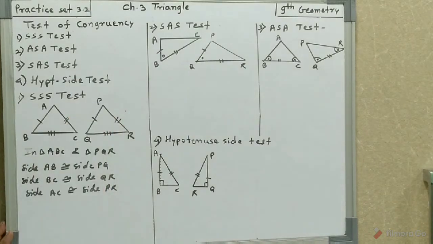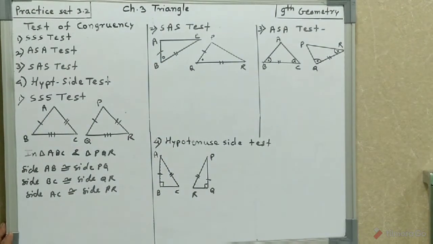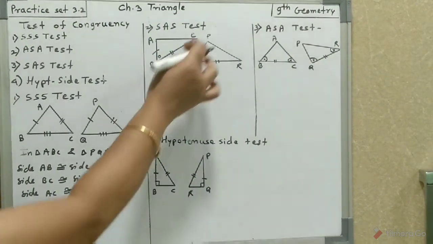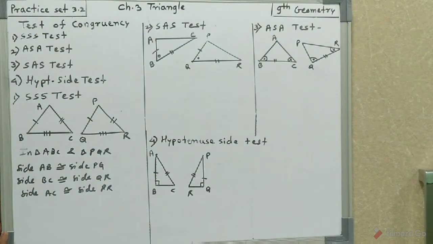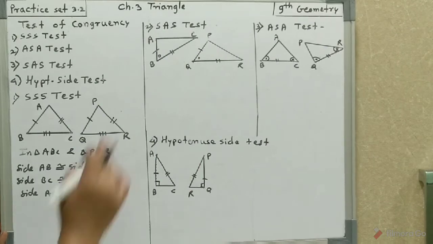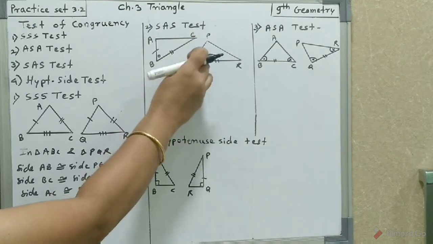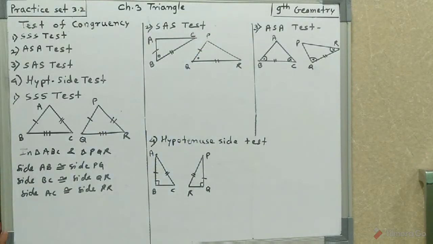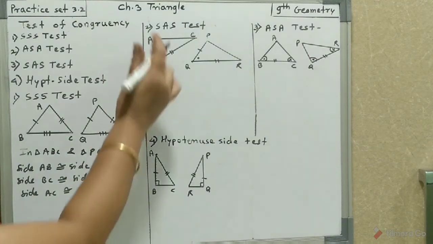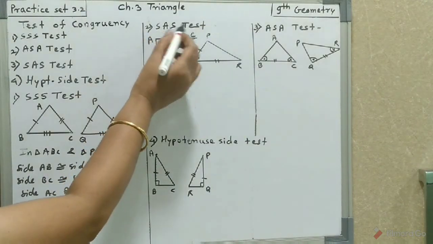Now see the next one, that is SAS. In correspondence, if two sides of triangle ABC are equal to two sides of triangle PQR, and the angle included by the respective pair of sides is also equal, so the angle included between these two sides, and here also these two sides and this is the included angle, when equal, then the two triangles are congruent. This property is called the side angle side test, which in short we write SAS test.